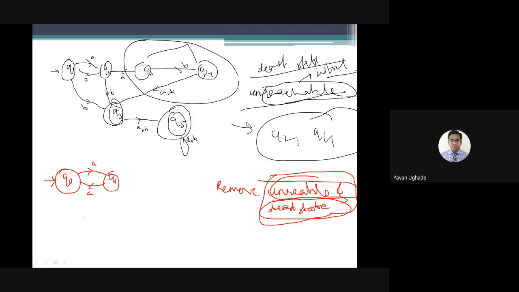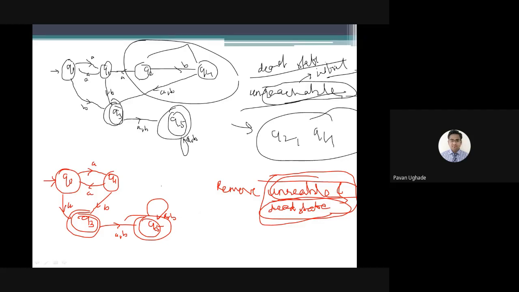Okay, I'll make it out here only. q3, which is a final state, and q5, which is also a final state. So q1 over b is reaching q3. This is over a, and from q3 it is a comma b, and this is a comma b. Now, this is what your automata looks like.